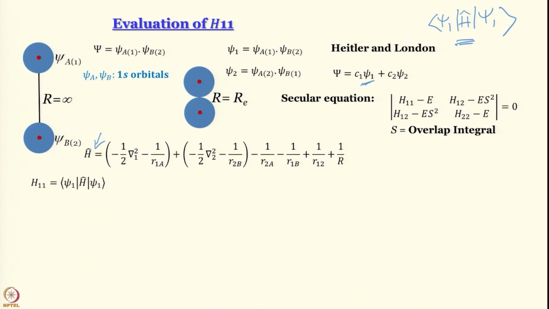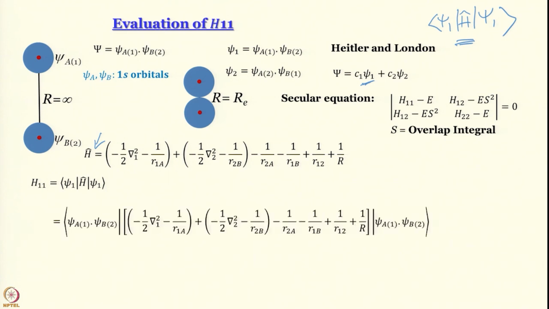So, this is your h11 in the expanded form. I have written the form of psi 1, I have written the wave function, and this is what we have got. Now, let us take them one by one. Let us worry about what happens when the first one-electron Hamiltonian operates on the wave function here. Psi a1, psi b2, psi 1 is what we are talking about.